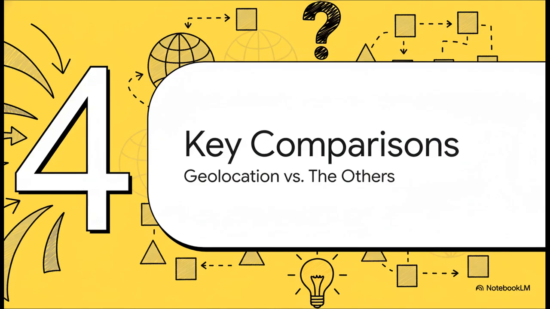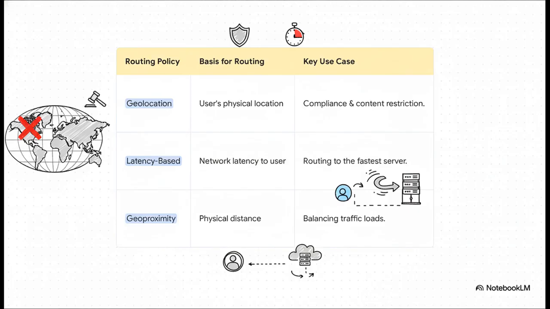Okay, now for the part that really trips a lot of people up on the exam, telling all these different routing policies apart. AWS is going to give you a scenario and ask you to pick the best policy. And getting this right is all about knowing that one key difference for each of them. Let's break this down nice and simple.